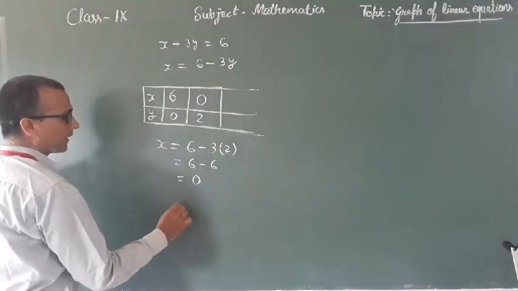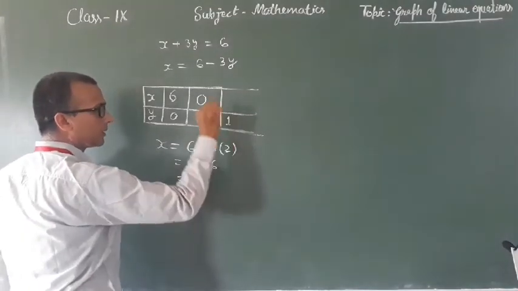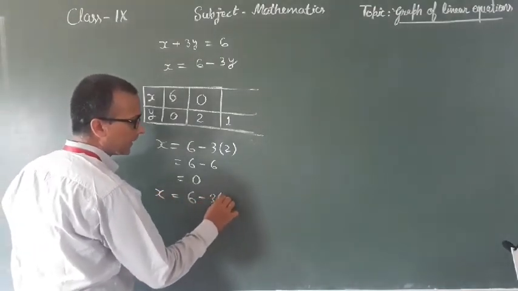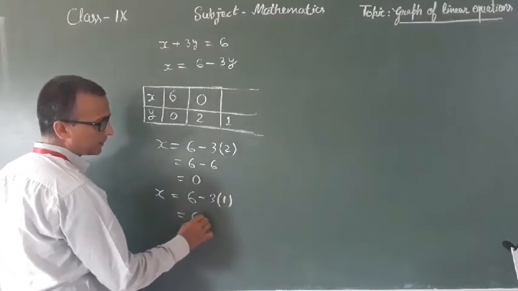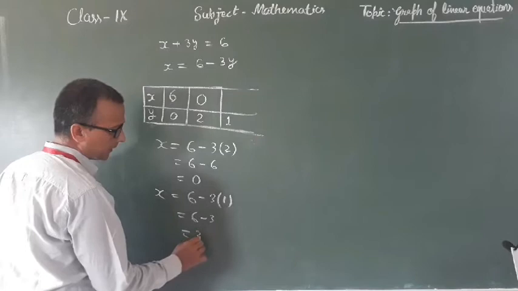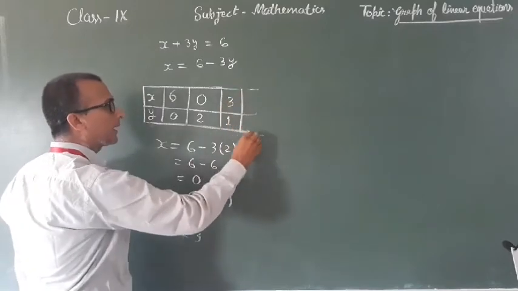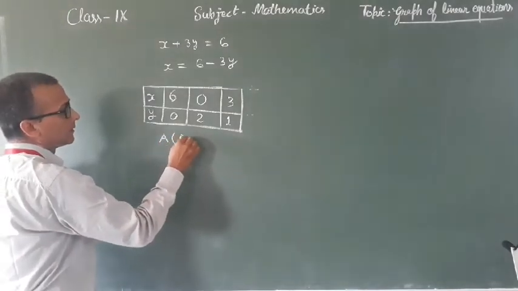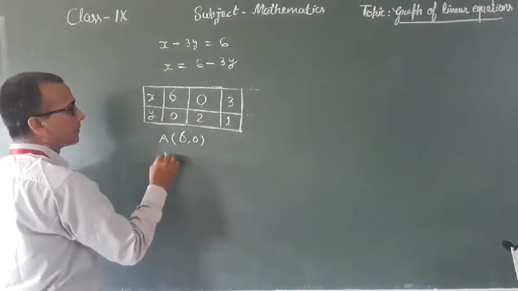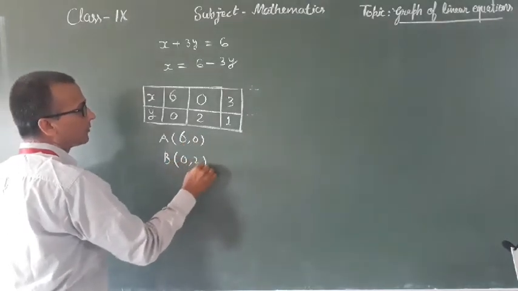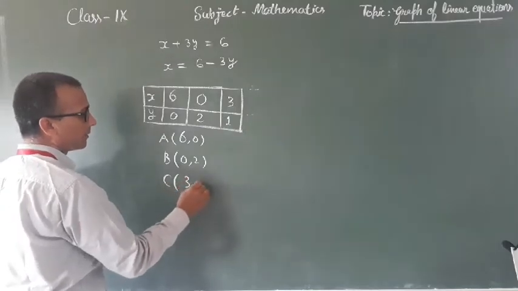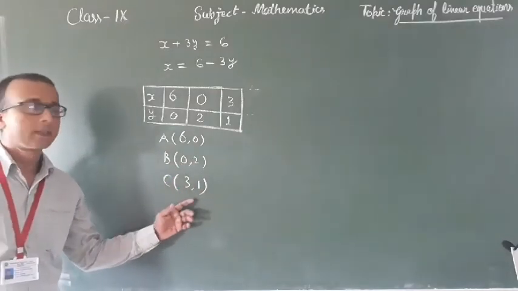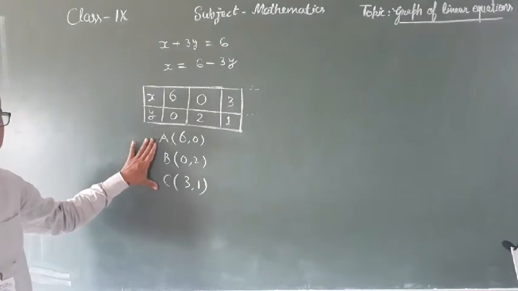Put the value of y is equal to 1. X is equal to 6 minus 3 into y. Y means 1. 6 minus 3, and this is equal to 3. And we get here 3 points as A (6, 0), B (0, 2), and C (3, 1). You get here 3 points (6, 0), (0, 2), and (3, 1). We have to plot these points first.